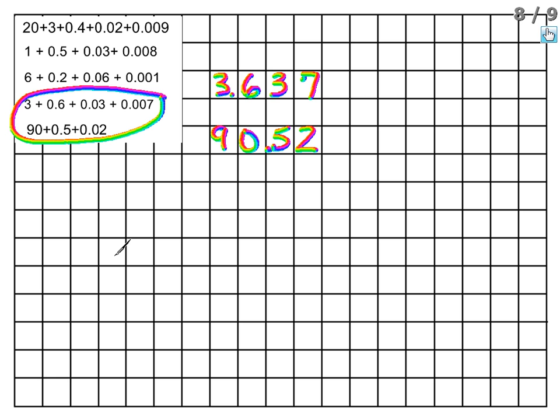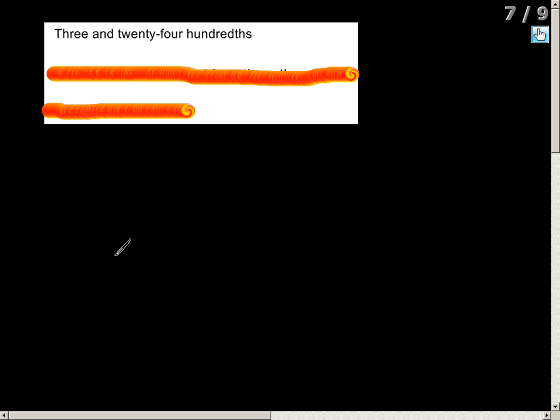Okay, so that's how you take decimals that are in expanded form and put them into standard form. Now we're going to take a look at decimals that are in word form and change them to standard form. Okay, I'm going to do this first one for you. So it's important to remember a couple things. Whenever you see the word and, that means you put a decimal point there.